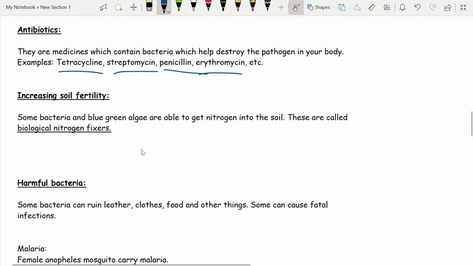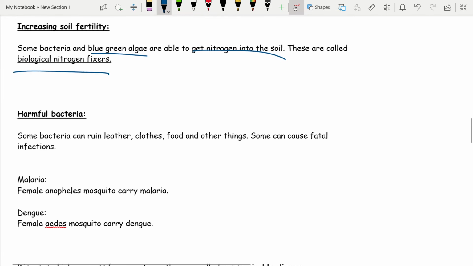Increasing soil fertility. Now they can also increase soil fertility. Some bacteria and blue-green algae are able to get nitrogen into the soil and fix the nitrogen basically. These are called biological nitrogen fixers. Okay? Harmful bacteria. Now what about the bad bacteria?